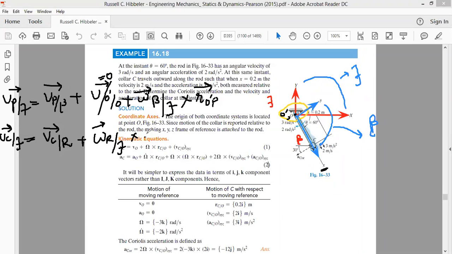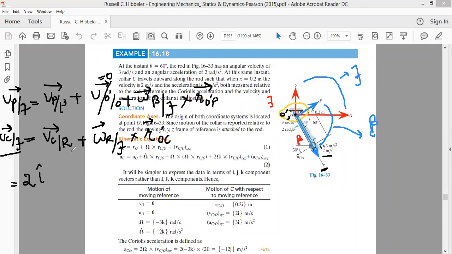So I will write here the vector drawn from O dash to point P, which is our collar, C. We will write the velocity of collar with respect to ground. We don't know this; we have to find it. It is not given to us. We have the velocity of collar with respect to rod, and this is given to us: 2 meters per second, along the x-axis, so it is 2 i cap.